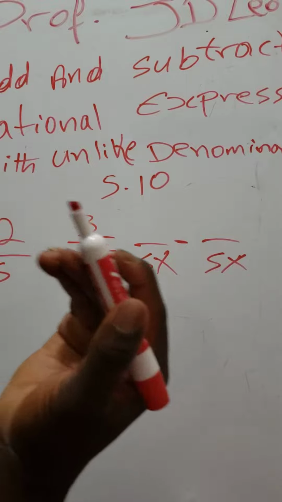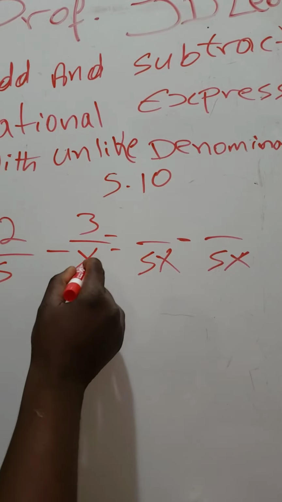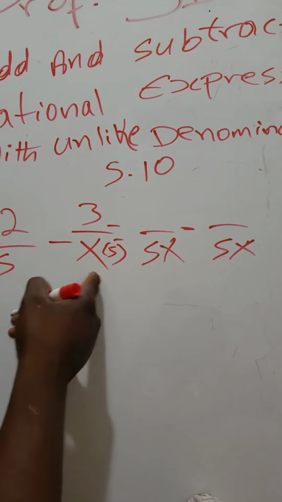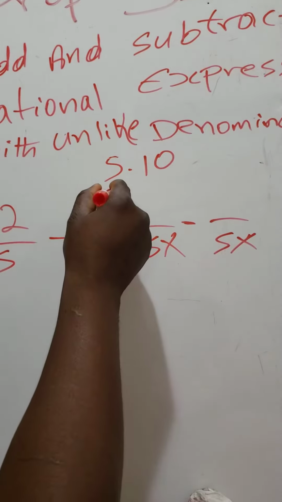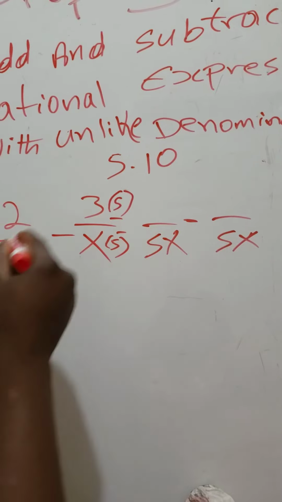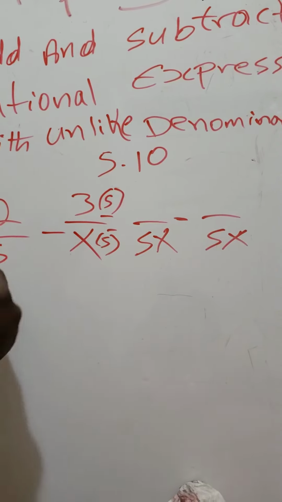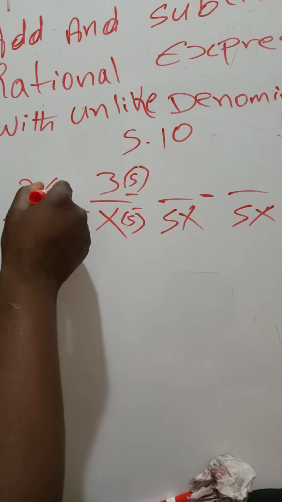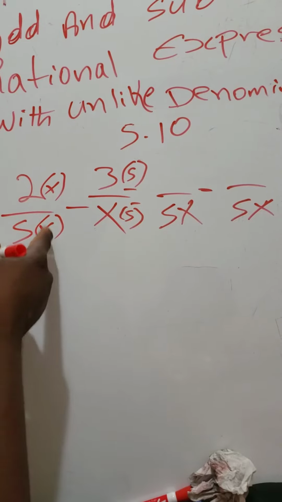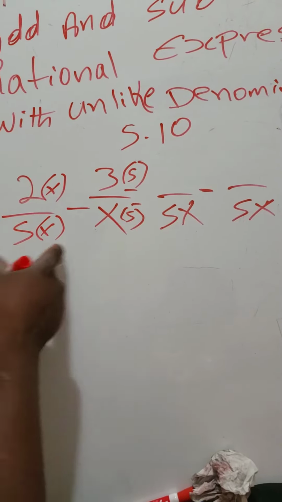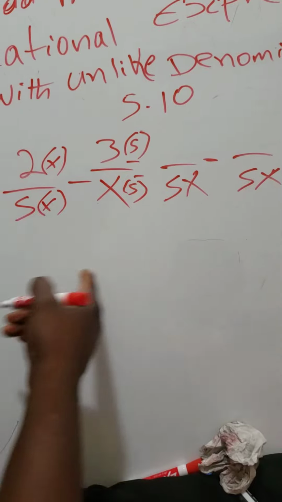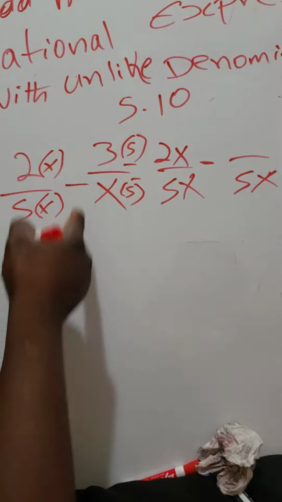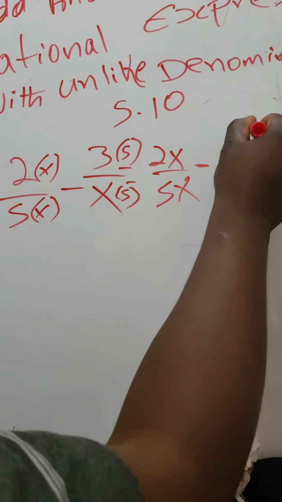Whatever you do to the bottom, you have to do to the top. So technically, you had to multiply this x by 5, and the bottom, that's how you get 5x. Then you also have to multiply this 3 by 5. Technically, this 5 you had to multiply by x to get 5x, so this 2 you also have to multiply by x. We already have the bottom answers here, 5x and 5x, but the top we have to find. 2 times x, 2x. 3 times 5, 15.